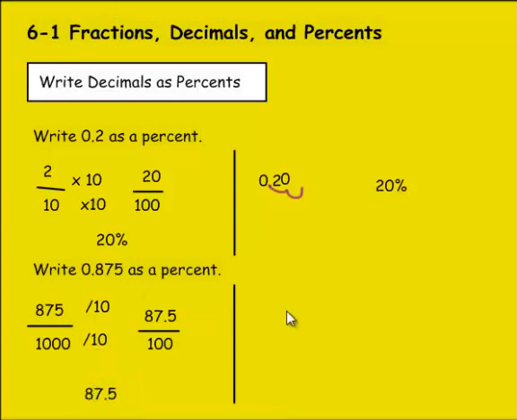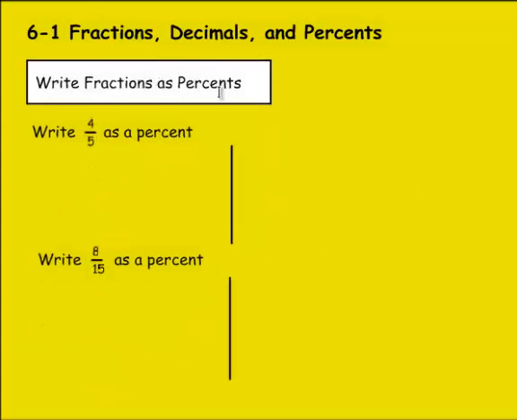If we do the decimal way, we could write out 0.875. And then just like before, we move that decimal over twice. 1, 2, 87.5 would be our answer. So 87.5%.